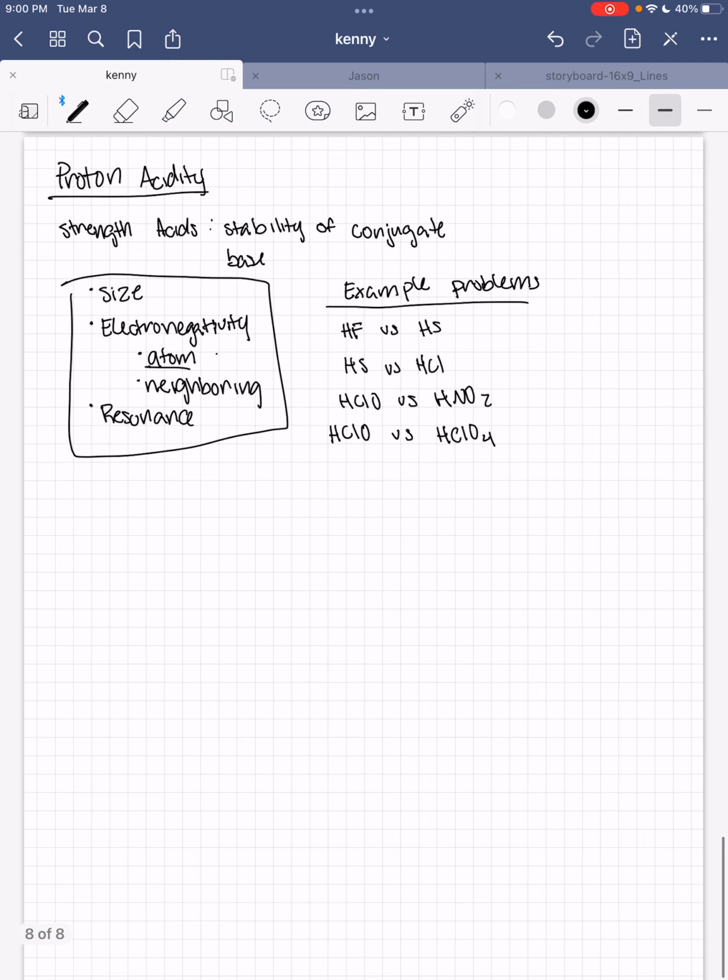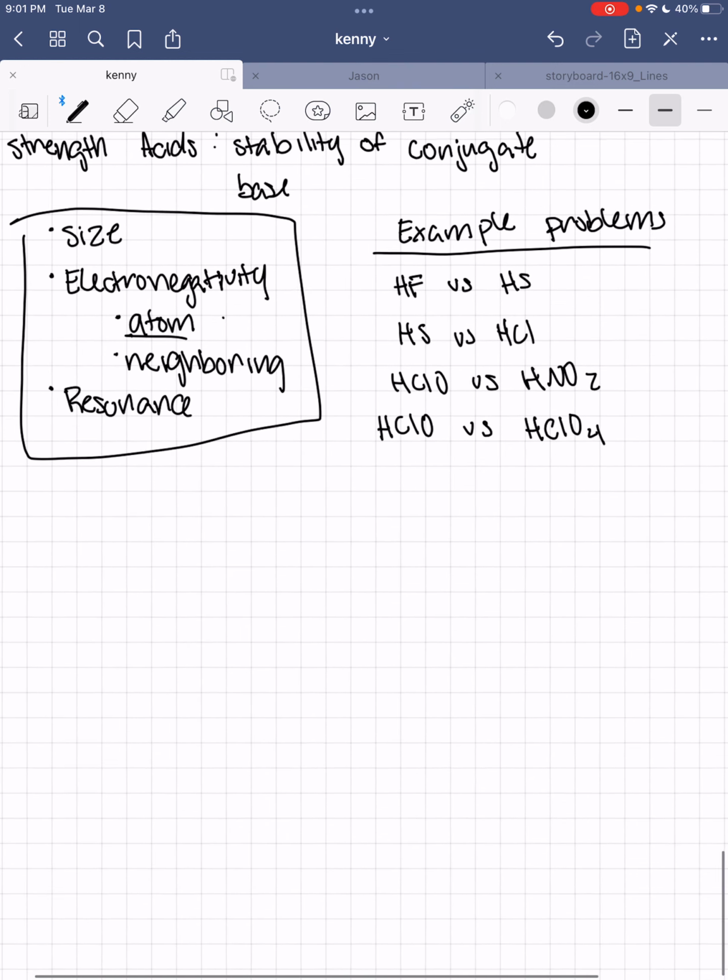And then it has some practice problems here so we can see these in action, but let me just go down the list. The first one is size, like how big is the electron cloud. The second one is the electronegativity of the atom itself and the neighboring atoms. And the fourth/third one is resonance. So let's just go through these practice problems.